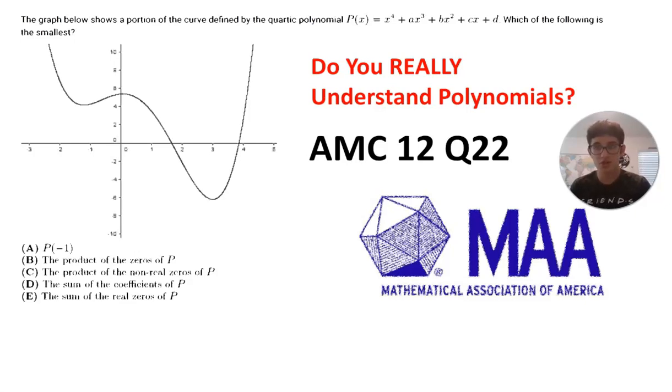Take a look at this question in front of you. It's an AMC 12 question, question 22. And it looks pretty challenging because we're asked to compare lots of different things like p of -1, the product of the zeros, the non-real zeros, the coefficients, the real zeros, lots of different stuff over here. And all we're really given is this one graph and then a little bit about its equation and not a whole lot. So how do we solve this?